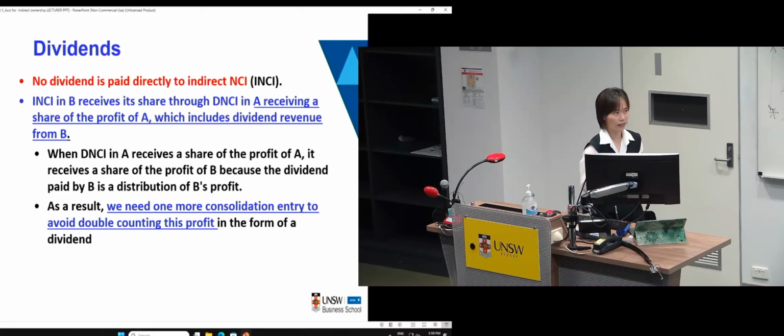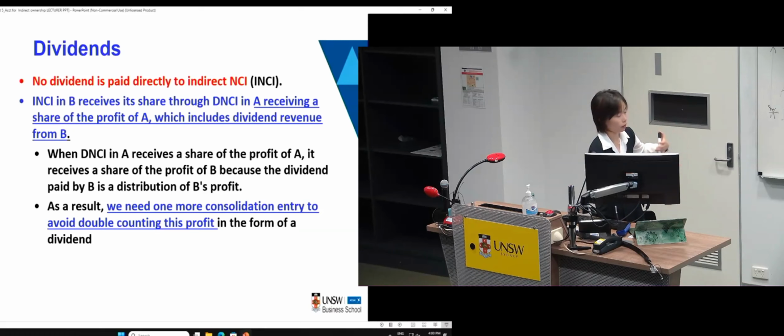Full elimination. Now there, it is a full elimination because intragroup dividends actually depend on the parent's ownership interest, right? So A owns 60% shares in B. Therefore, only 60% of dividend paid by B is recognized by A as a dividend revenue. And it is this 600 dividend that is intragroup dividend. And you have to eliminate it in full.